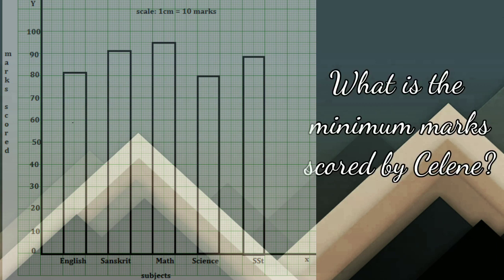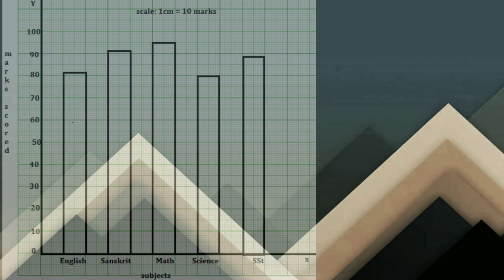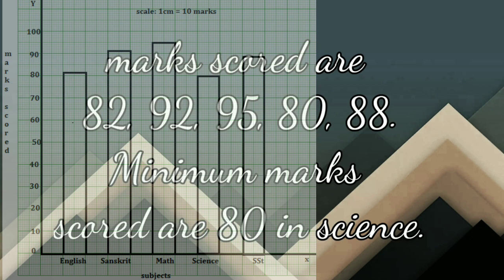What is the minimum marks scored by her? So which are the minimum marks? So let's go for it. 82, 92, 95, 80 and 88. So you can see the least is science. So you can say that in science subject, she scored least marks, that is 80 marks scored by her.